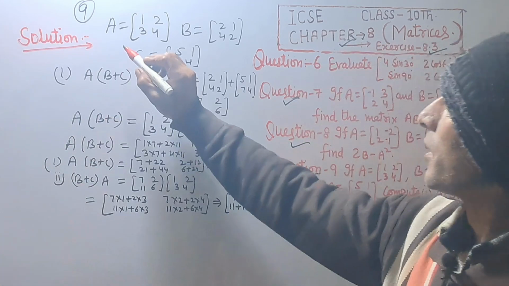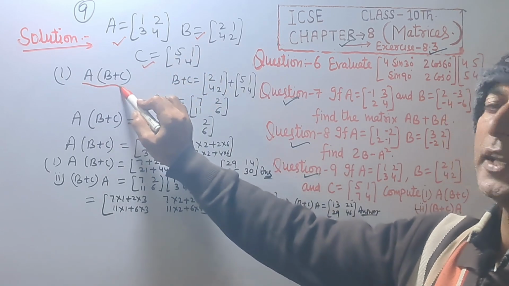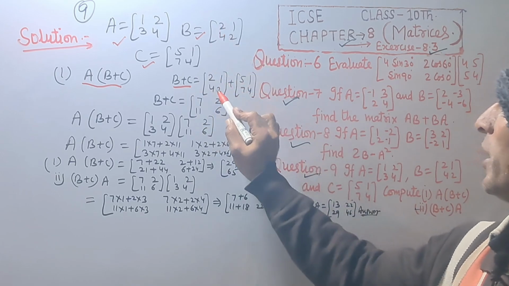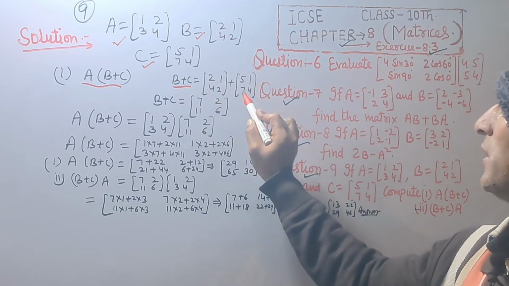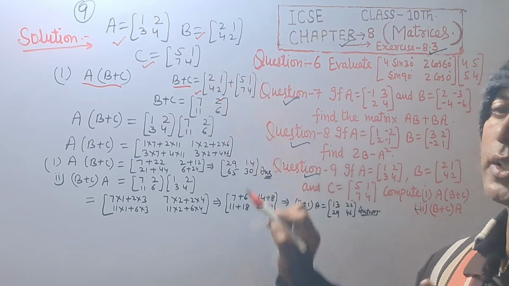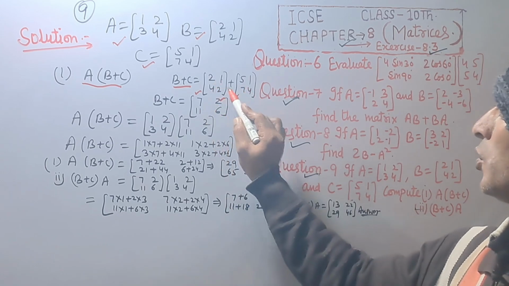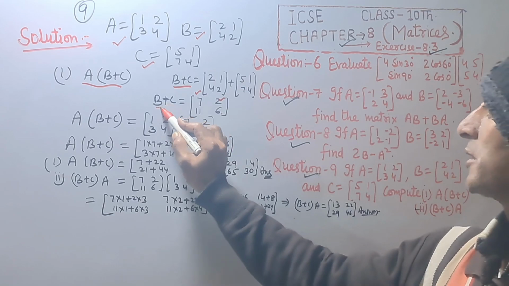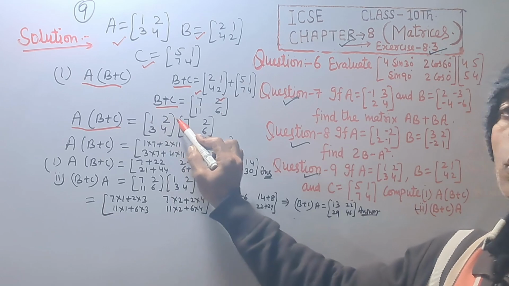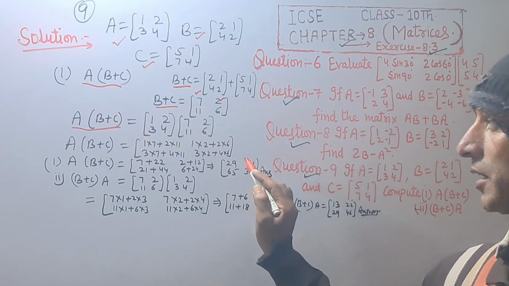Answer. Given A, B and C. First part, we find A into B plus C. B plus C is [2, 1; 4, 2] plus [5, 1; 7, 4]. 2 plus 5 equal to 7. 1 plus 1 is equal to 2. 4 plus 7 is equal to 11. 2 plus 4 equal to 6. It's B plus C. And product of A into B plus C is A is [1, 2; 3, 4] and B plus C is [7, 2; 11, 6].